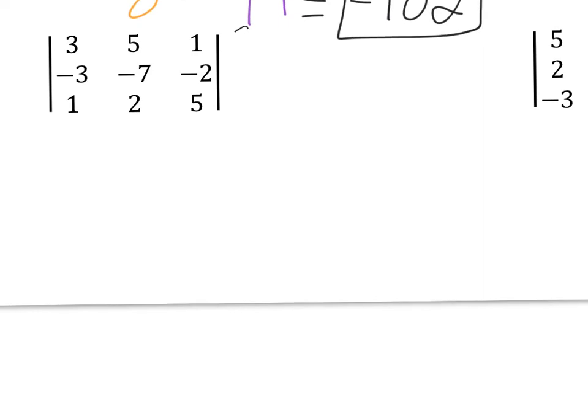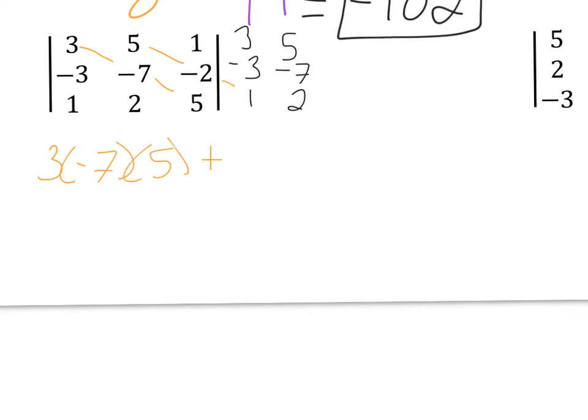All right, so we've got 3, negative 3, and 1, 5, negative 7, and 2. So we've got to bring those over, and then we're going to go down the diagonal. So I'm going to do 3 times negative 7 times 5. I'm going to add that to 5 times negative 2 times 1, and then I'm going to add it to 1 times negative 3 times 2. That's going to be my first row.